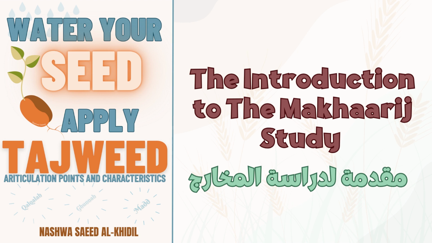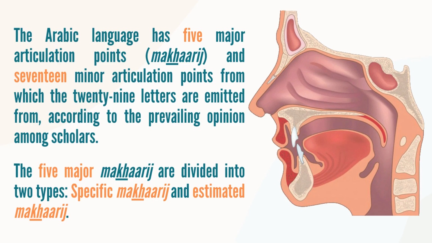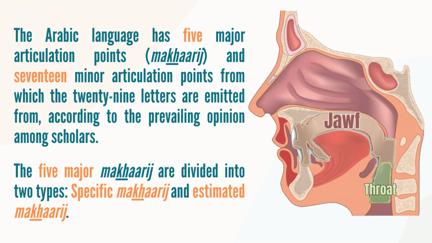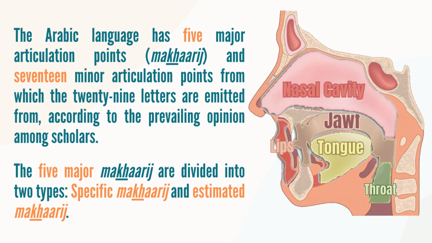This is Nashwa Saeed, and this is our new course about the articulation points and the characteristics of the Arabic letters. The Arabic language has 5 major articulation points. The Arabic term for articulation points is makharij.